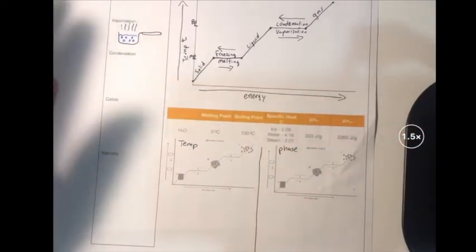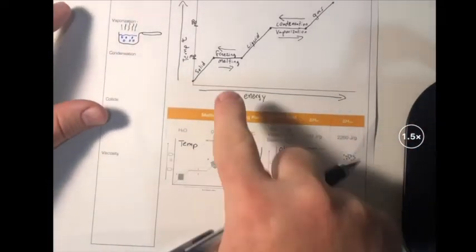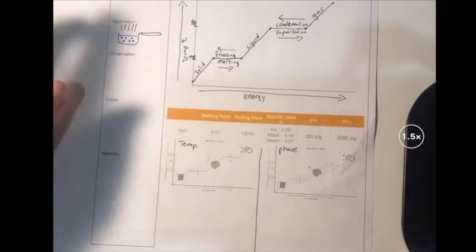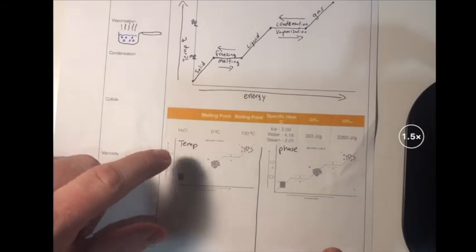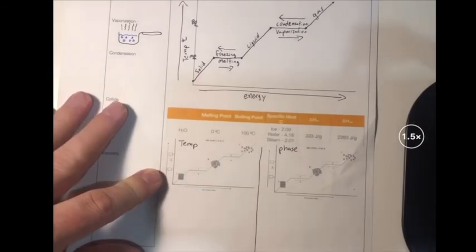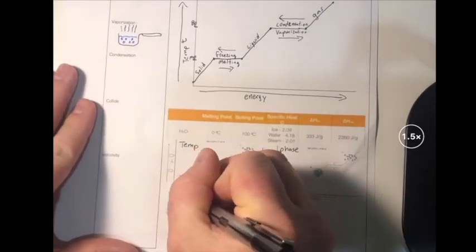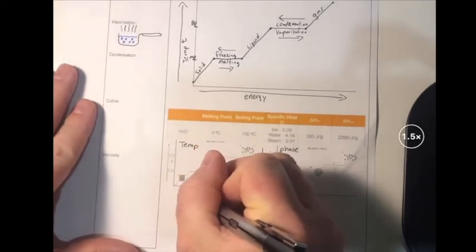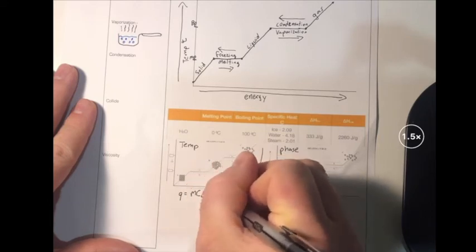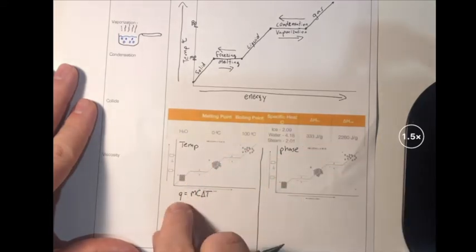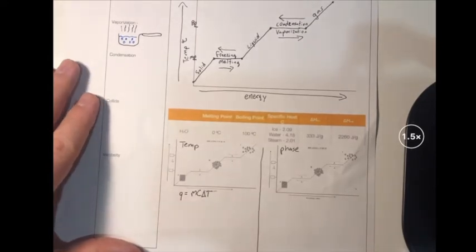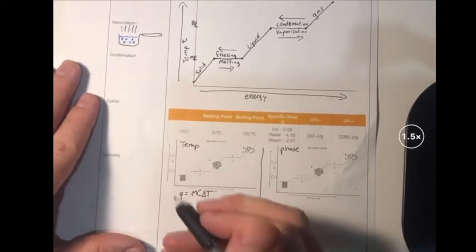To calculate how much energy we need to change the temperature or phase, we're going to use two different formulas, or actually three formulas, but two different sets. First off, the energy needed to change temperature. We're going to use the formula Q equals MCΔT. I always say an A, it helps me remember it. Q stands for the energy.